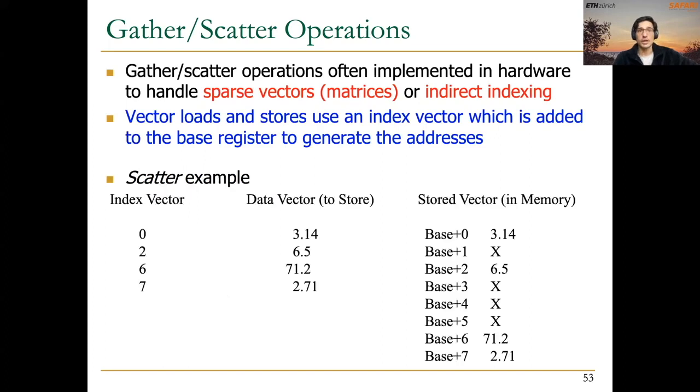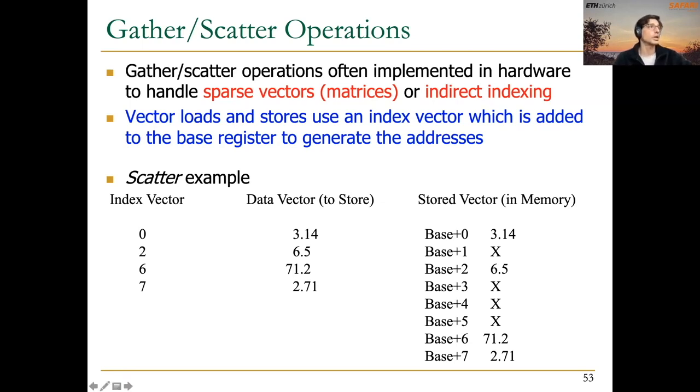And the same thing we can do when we write to memory, right? In this case, instead of calling it gather, we call it scatter. But in the end, it's the same idea as well. We are doing indirect accesses. Notice that this is the way we access sparse matrices, for example, when they are in memory, right?